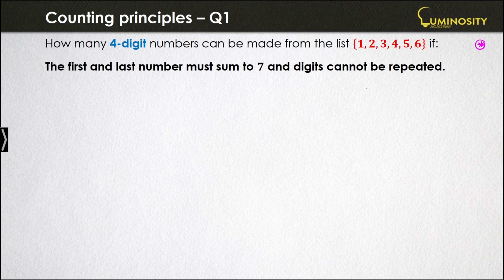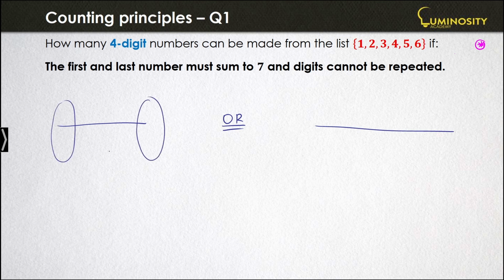Lastly, the first and last number must sum to 7, and the digits cannot be repeated. So again, let's think of the possible ways that this could happen. So the first and last numbers over here. Well, which 2 numbers in the set will add up to 7? Well, 1 and 6 will add to 7, 2 and 5 will add to 7, and 3 and 4 will add to 7. Okay, so there are 3 different options that we can choose from. Okay, so it could be 1 and 6, all right?